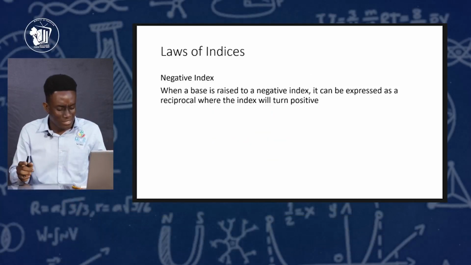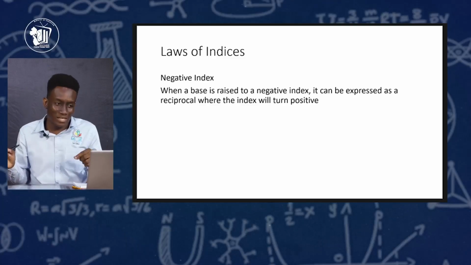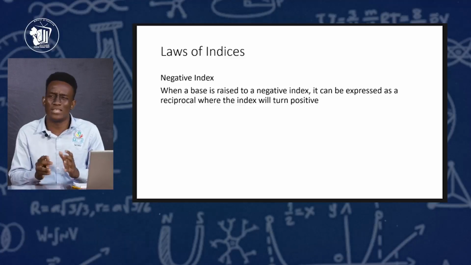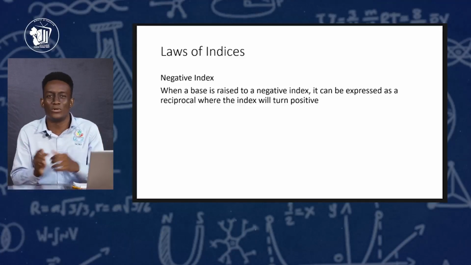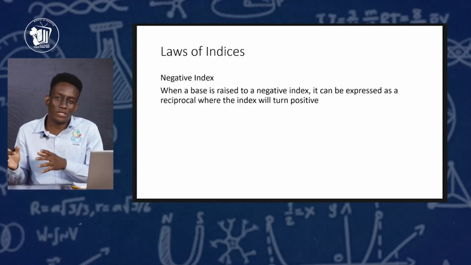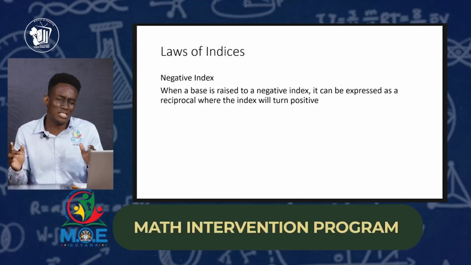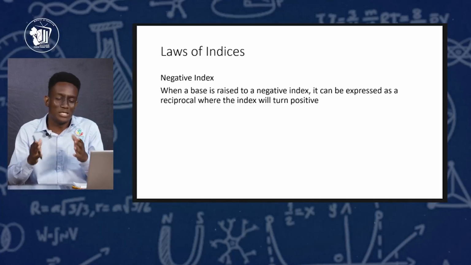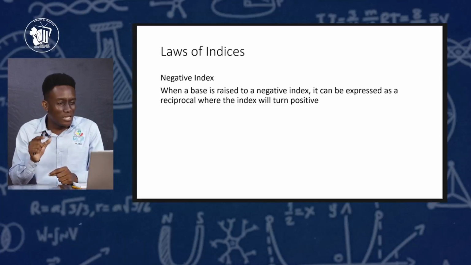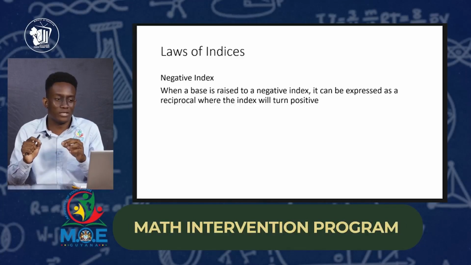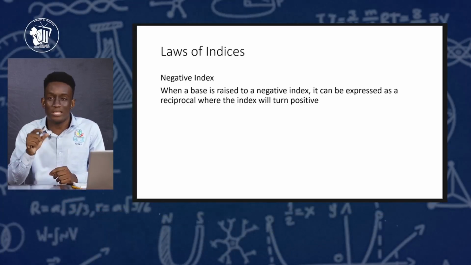Let's look at the next law. The next law talks about the negative index. Now, the thing about a negative index is it's hard to interpret. If I tell you 2 raised to the negative 3 power, what does that mean? It's hard to understand what a negative index means, so we don't like it. So whenever you see a negative index, you try to get rid of it and turn it into a positive somehow. This law says when the base is raised to a negative index, it can be expressed as a reciprocal where the index will turn positive.